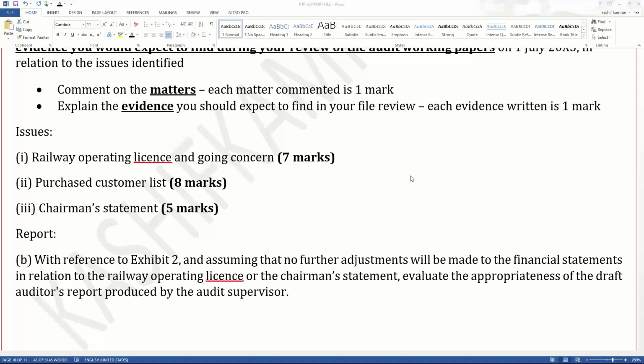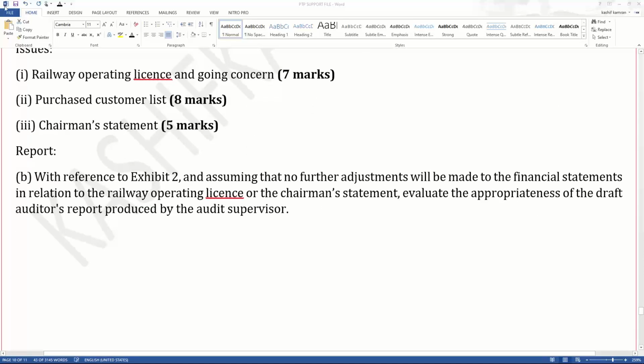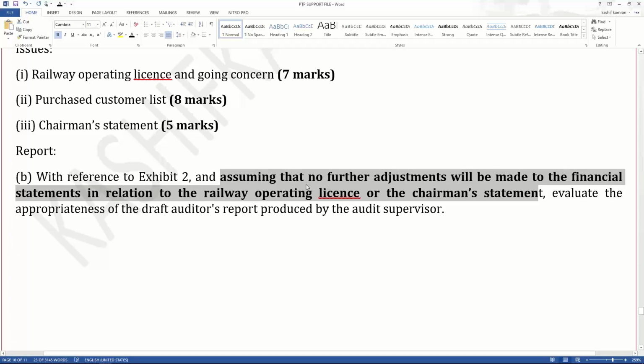Now understand, look at this. With reference to Exhibit 2 and assuming that no further adjustment will be made to the financial statements in relation to the railway operating license or the chairman's statement. No further adjustment will be made, by whom? By the management. Does that mean the management is reluctant to make adjustments? When you read the case, it could be that the auditor is asking for adjustments and no further adjustment will be made by the management. Agree?